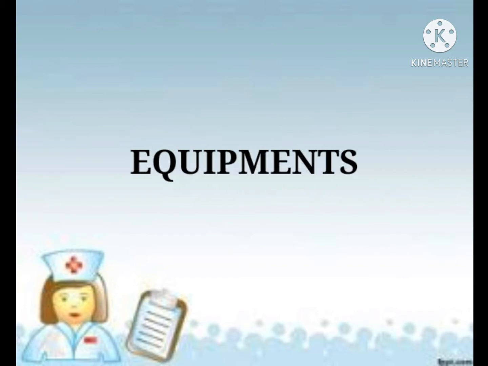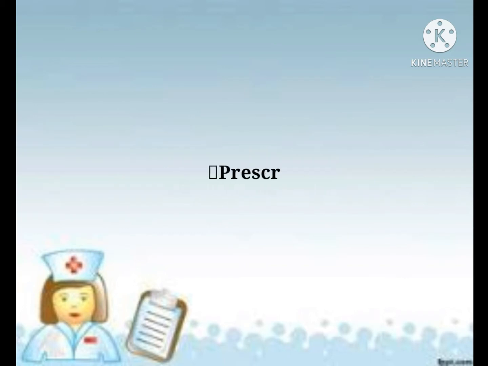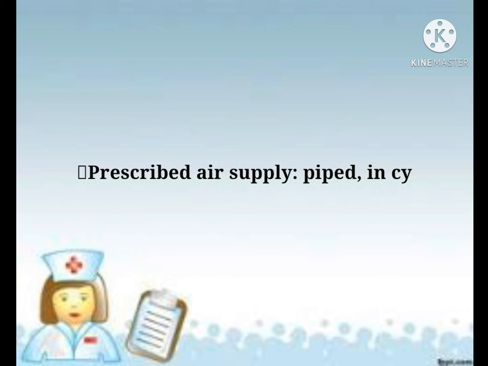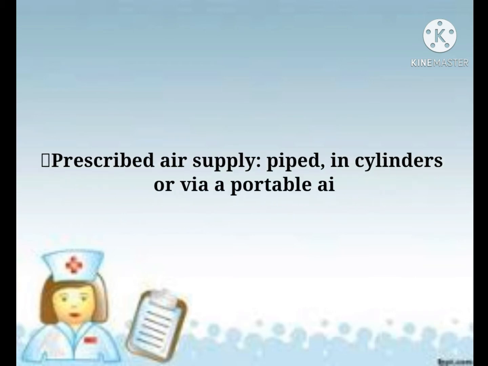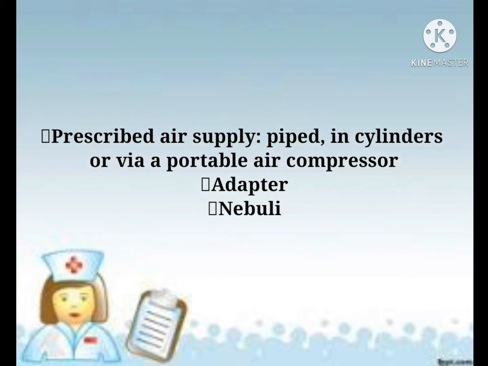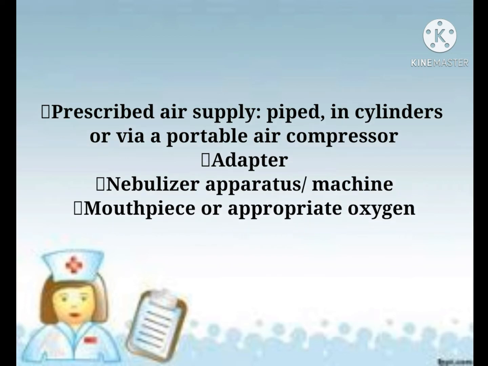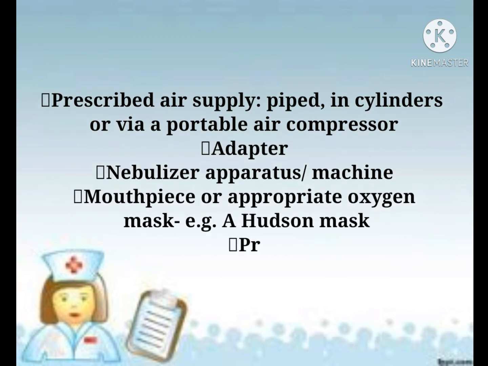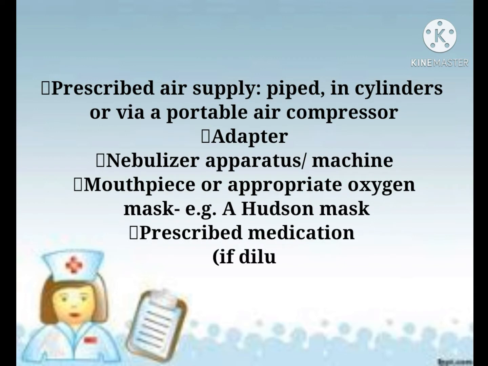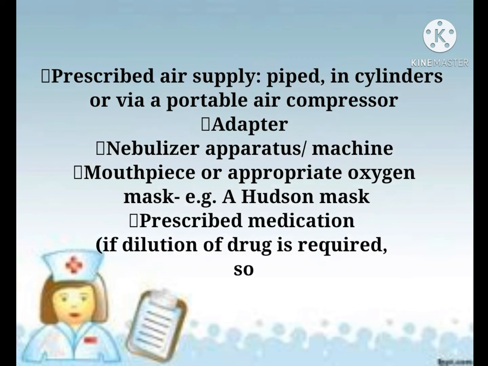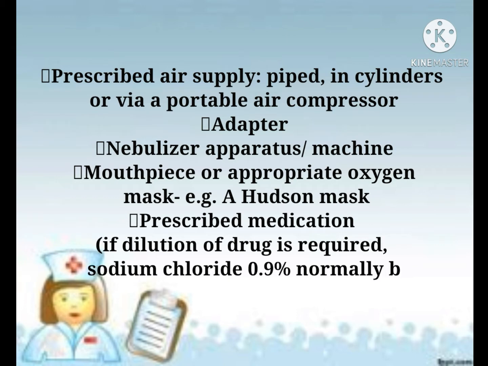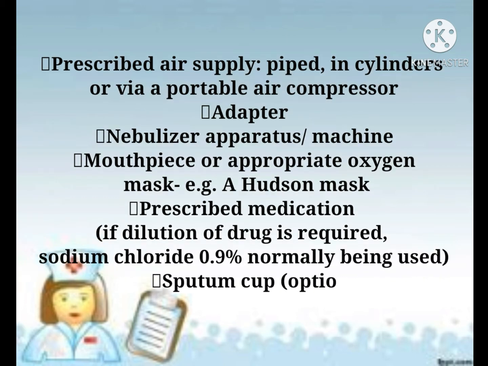And here are the equipment needed. The prescribed air supply, which is piped in, in cylinders, or via a portable air compressor. Next is the adapter, nebulizer apparatus or machine, mouthpiece or appropriate oxygen mask, such as a Hudson mask. Next, prescribed medication; if dilution of drug is required, sodium chloride 0.9% normally being used. And lastly, the sputum cup, which can be optional.